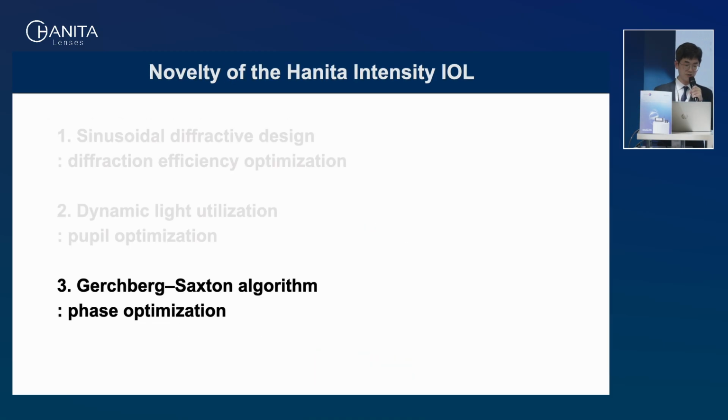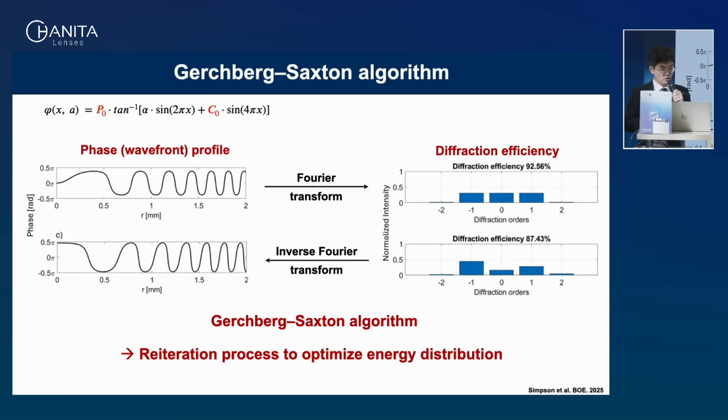So I want to say this is for phase optimization, and so let's look into it more closely. So GS algorithm, I know this is a little bit hard concept for clinicians to understand, but in real simple words, I would like to say this algorithm is an iteration process so that you can achieve your targeted energy distribution. So let's look at the example.